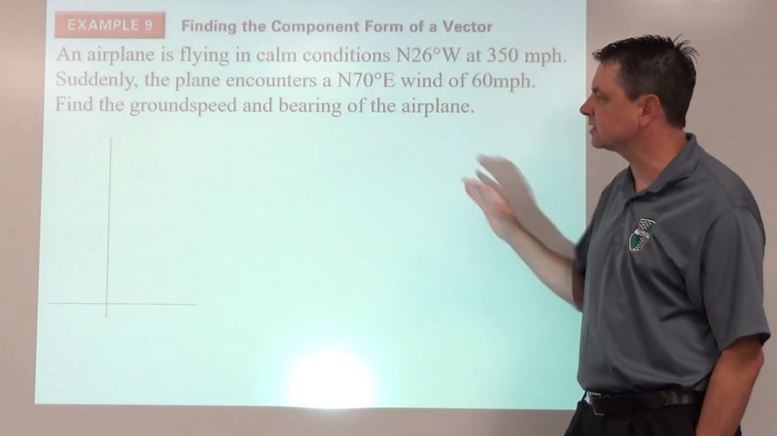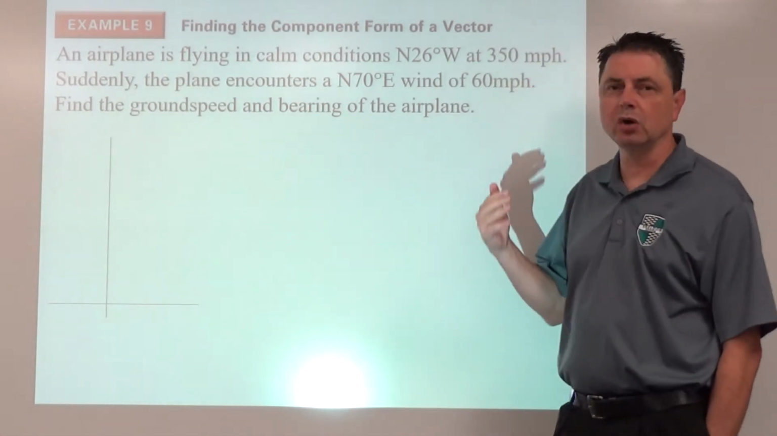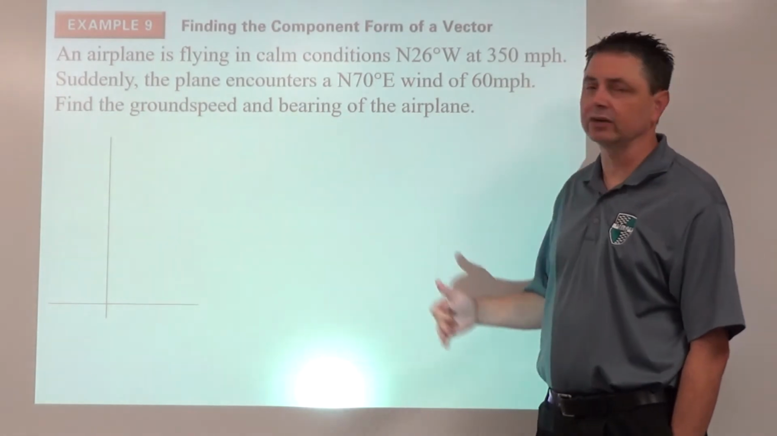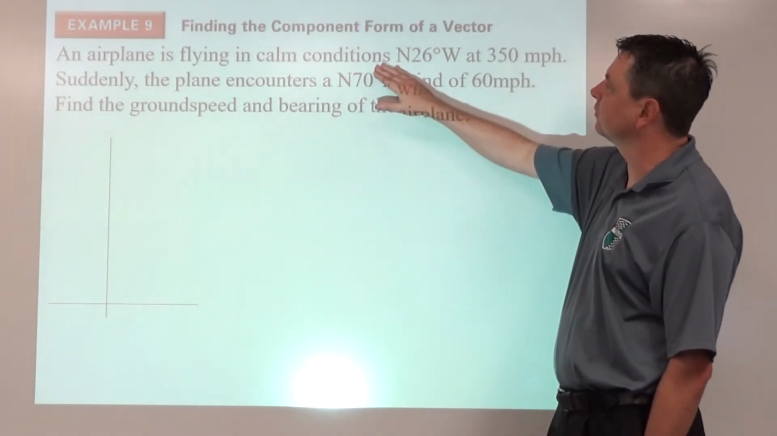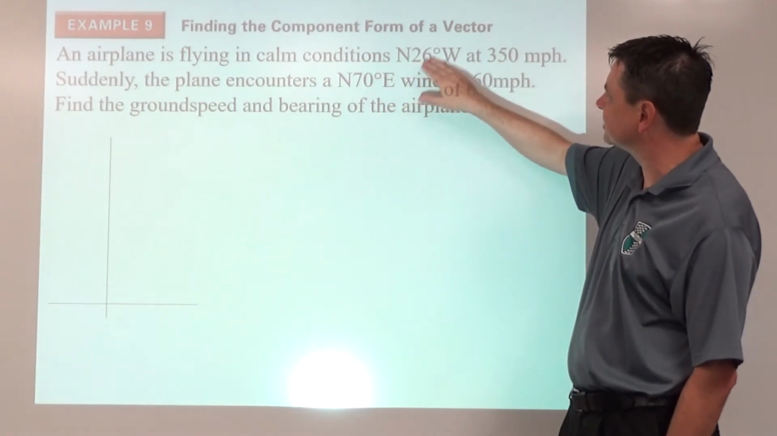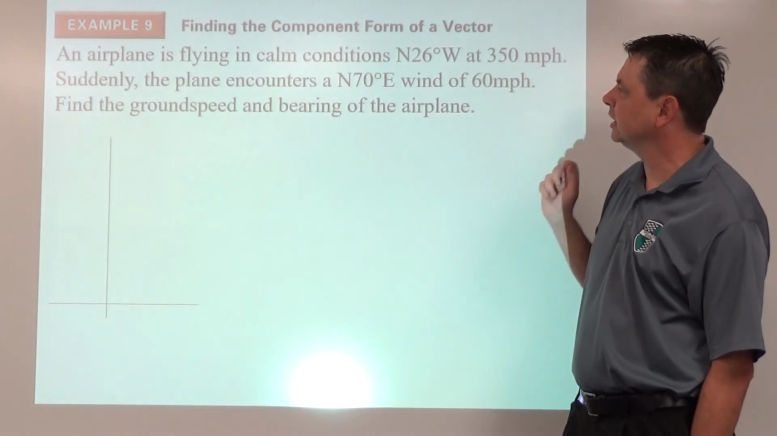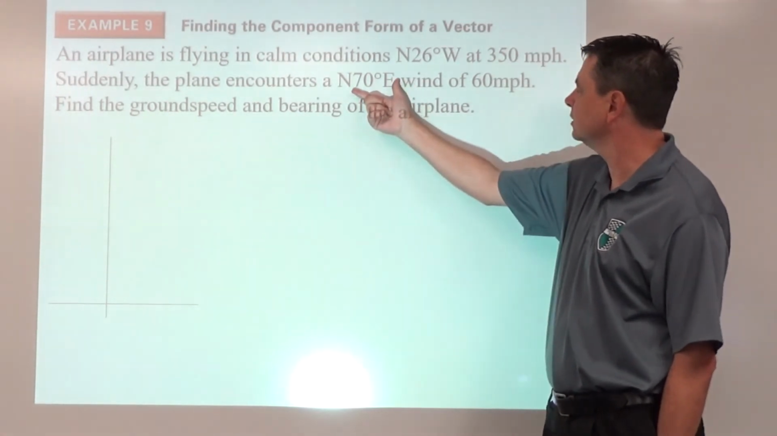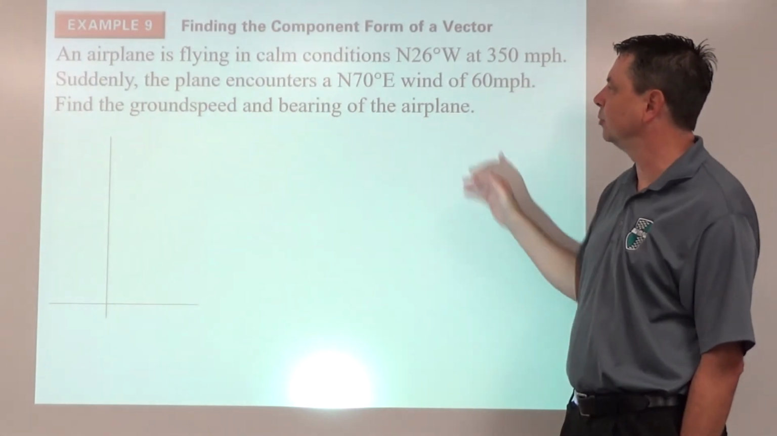All right, example 9 is going to be our last part to this lesson. It's going to show how vectors can really help and simplify problems. So we've got an airplane flying in calm conditions north 26 degrees west at a specific velocity. The plane encounters a wind, a pretty severe wind. Find the ground speed and the bearing of the airplane.